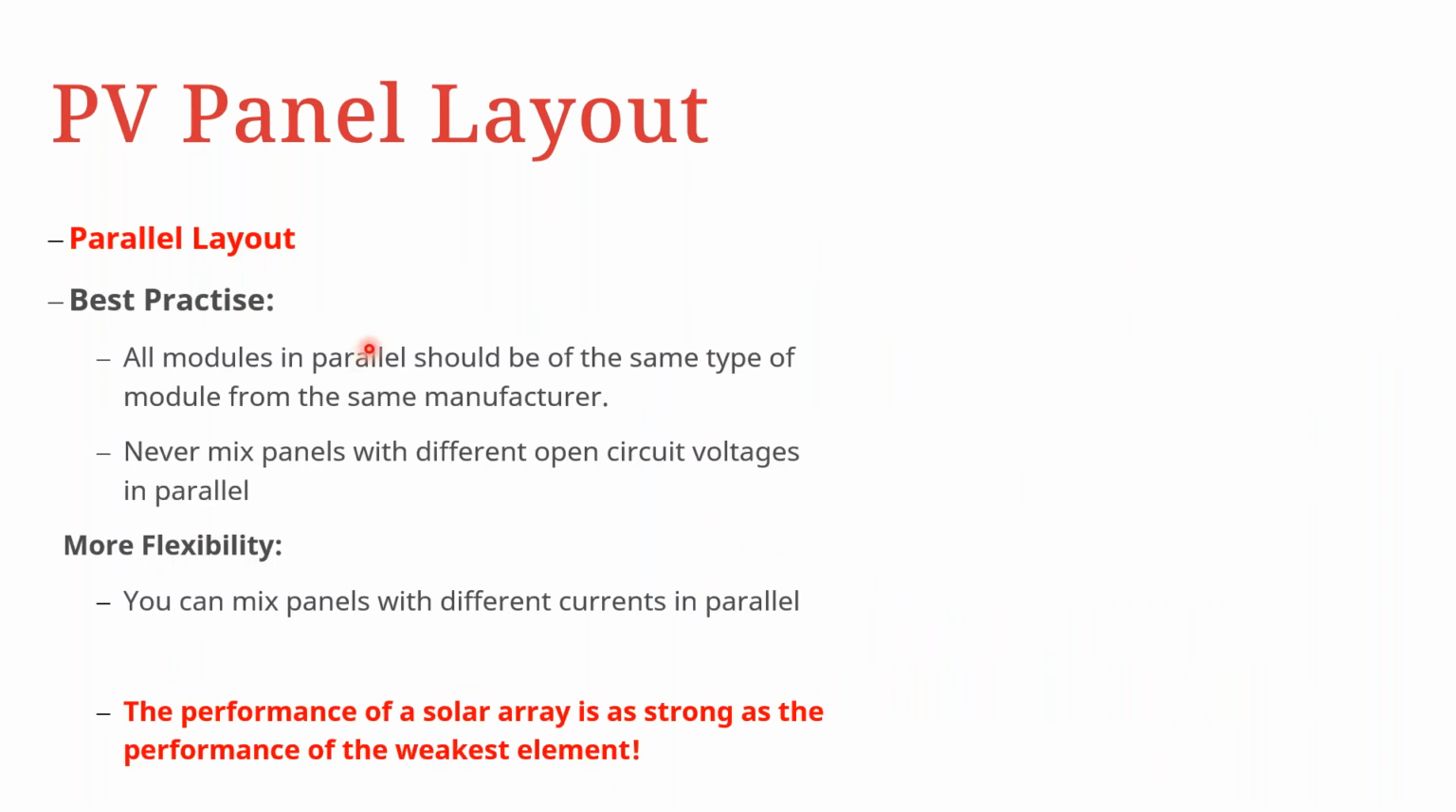Next we'll be talking about a panel layout which is in parallel. The best practice again is all modules in parallel should be of the same type of module and from the same manufacturer. Never mix panels with different open circuit voltages in parallel. And again, you have more flexibility, so you can mix panels with different currents in parallel. Whereas with series, it's the other way around. So you can never mix panels with different currents in series, and with parallel, it's with different open circuit voltages.